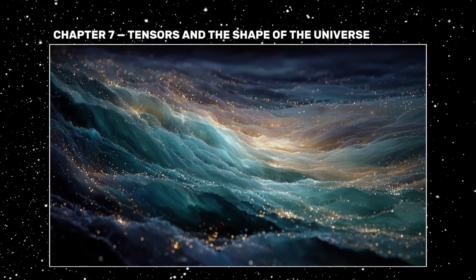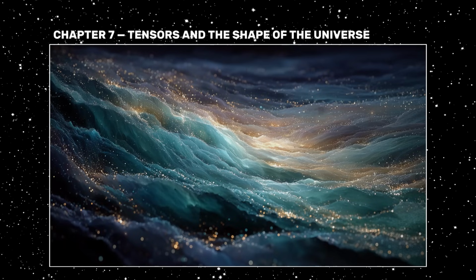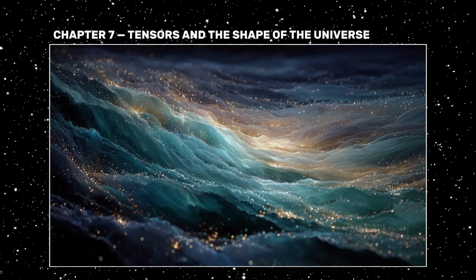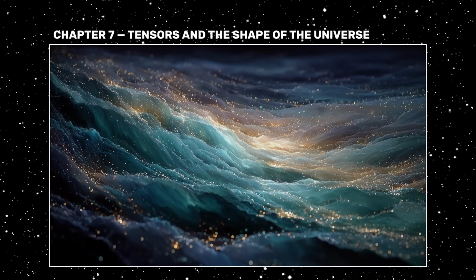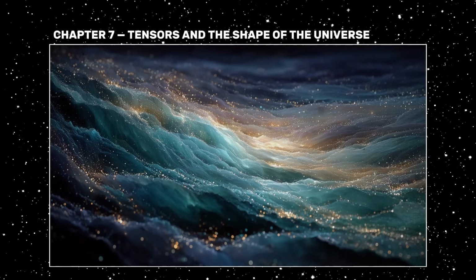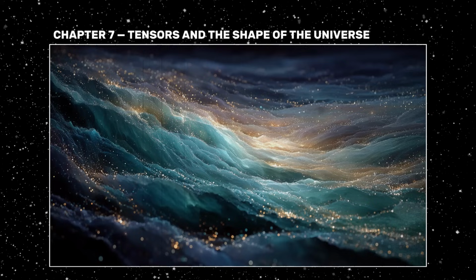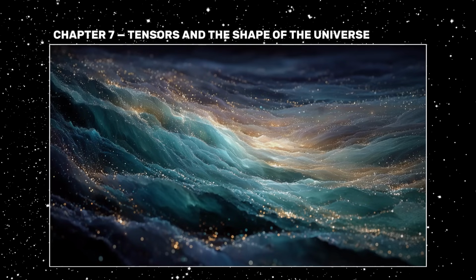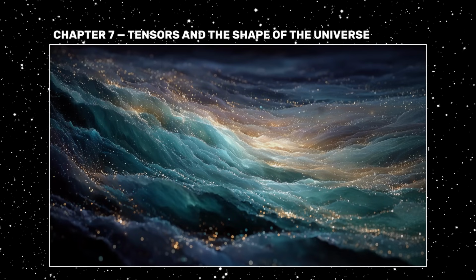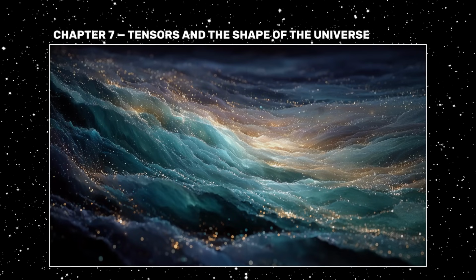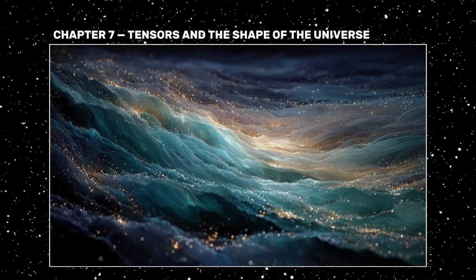To model the large-scale universe, physicists rely on a solution to Einstein's equations known as the Friedmann-Lemaitre-Robertson-Walker metric, or FLRW metric for short. This solution assumes that the universe is homogeneous and isotropic on large scales. That is, it looks the same everywhere and in every direction. While galaxies form clusters and filaments, the universe as a whole, when viewed across billions of light-years, appears smooth.